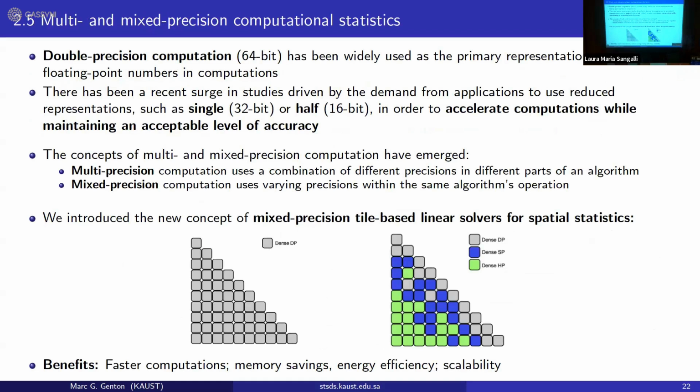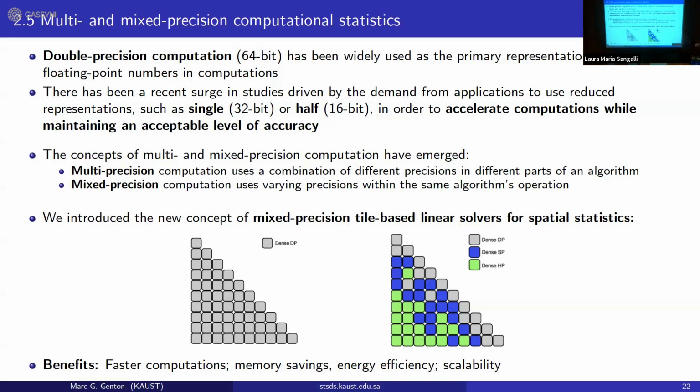A second type of approximation is to change the precision. So this is about multi and mixed precision computational statistics. Most computation in software, for example in R for statisticians, is done in double precision with 64 bits. But for many applications, this might be overkill. For example, if you're interested in temperature, you don't need to have 10 digits after the temperature. Of course, you have to make sure that in the operations that you do, you still have enough precision. But the idea is that this could be reduced to either single precision, with 32 bits, or even half precision with 16 bits. And the idea is to accelerate the computation and also to have less information to store.